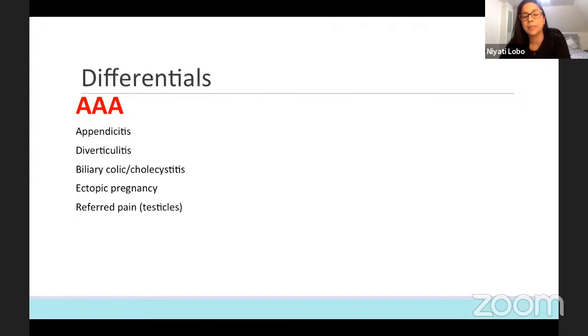And you can get referred pain as well. Sometimes men come in complaining of testicular pain, but their testicles don't really feel tender on examination. You sometimes get that pain when you've got a stone right at the distal ureter that's about to pop into the bladder. So that's something to consider as well.